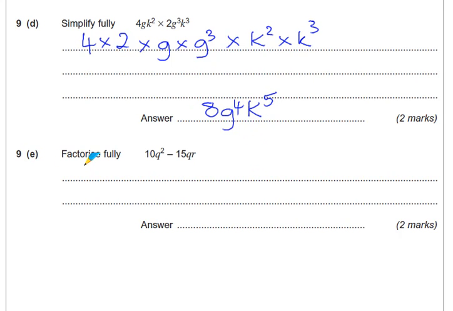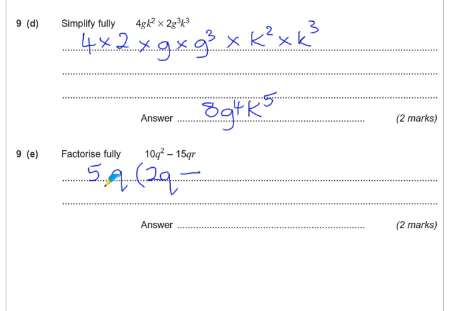9 part E. Factorise fully 10q squared minus 15qr. So I'm looking here for a factor that is a factor of 10q squared and 15qr. Now I can see the letter q is in both, so I'm going to put q outside my bracket. Also I can see that 10 and 15 are both in the 5 times table, so I'm going to put 5q outside my bracket. So 5q times by something is equal to 10q squared. 5 times 2 is 10. Q times q is q squared.